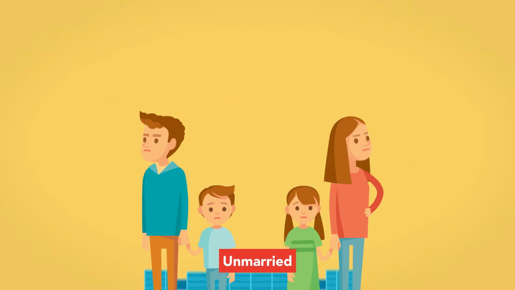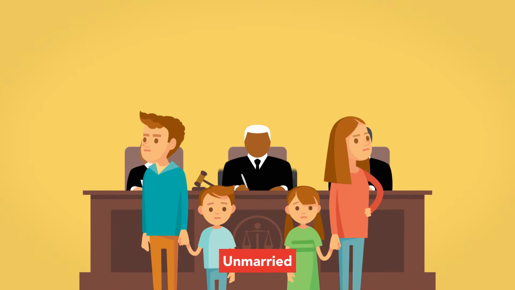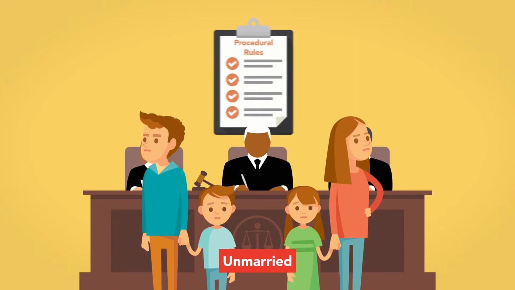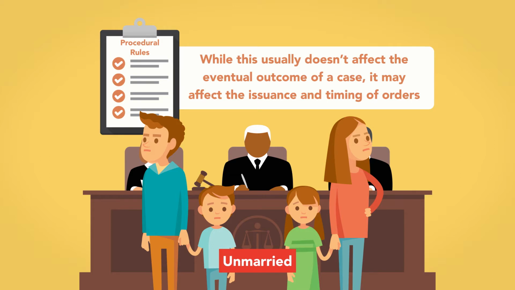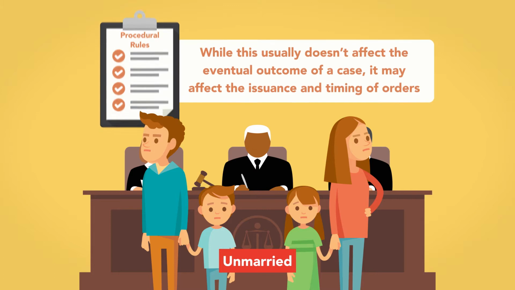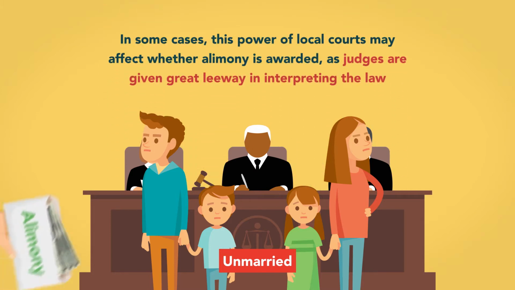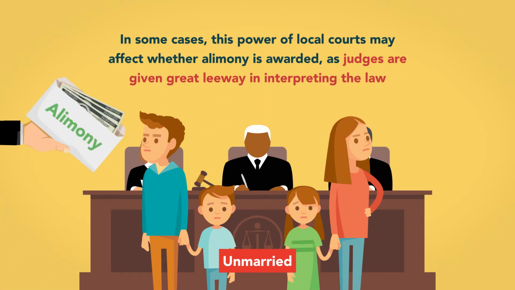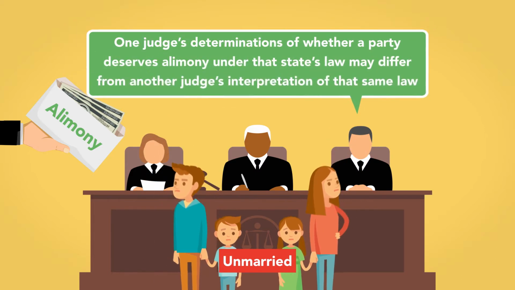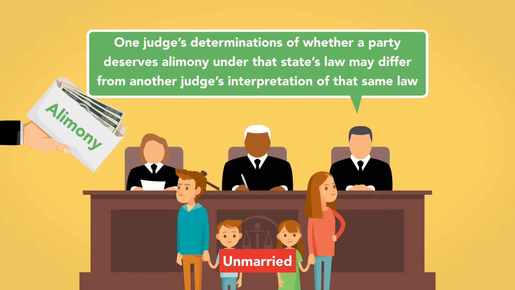In addition to state laws and procedures, local divorce courts are allowed to create their own procedural rules. While this usually doesn't affect the eventual outcome of a case, it may affect the issuance and timing of orders. In some cases, this power of local courts may affect whether alimony is awarded, as judges are given great leeway in interpreting the law. One judge's determination of whether a party deserves alimony under that state's laws may differ from another judge's interpretation of that same law, even if the offices of those two judges are right next to each other.